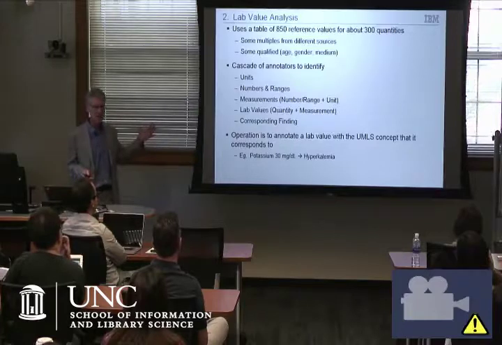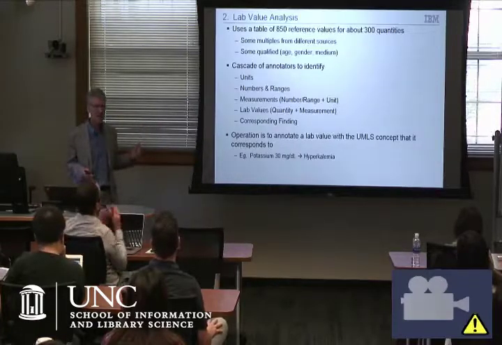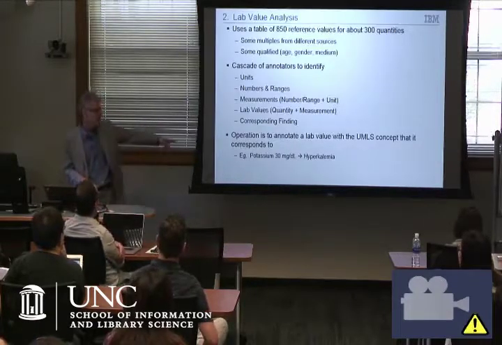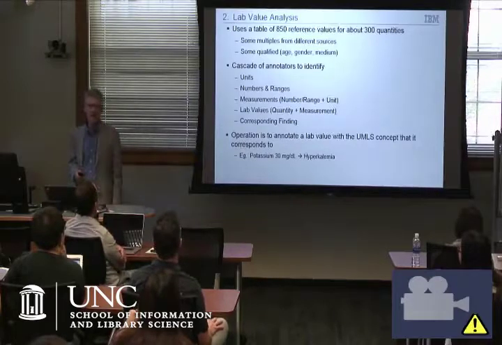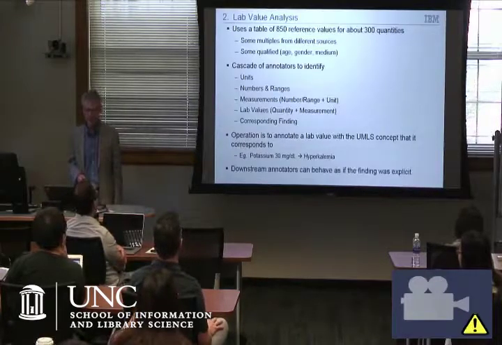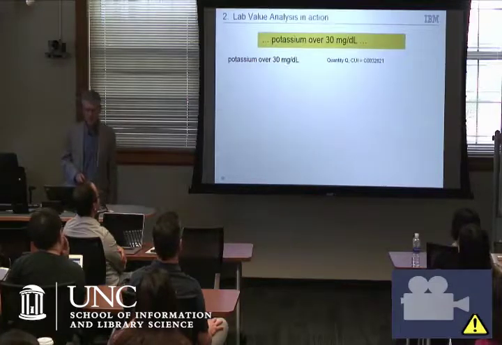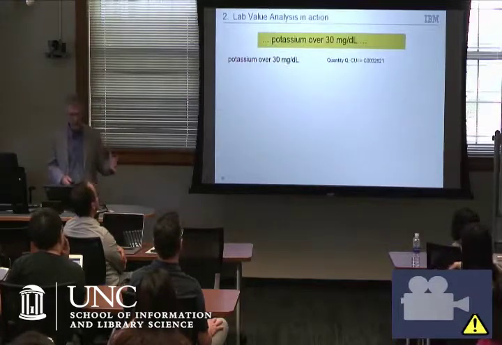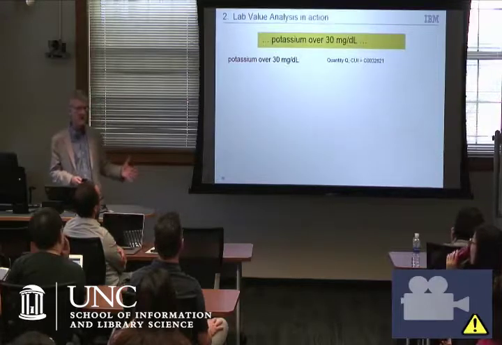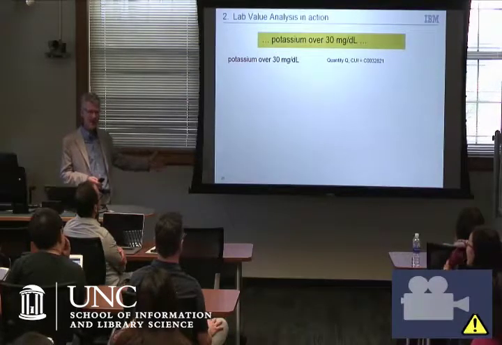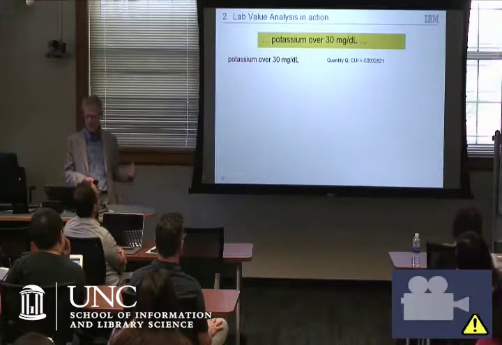Hyperkalemia was on an earlier slide. I said it meant your potassium is high. Well, how would you get that from the lab result? Potassium 30 milligrams per deciliter. So that's the text that you see. So you have a component that comes in that identifies concepts. Okay, so we got potassium. So we've got the quantity, which happens to have a CUI.